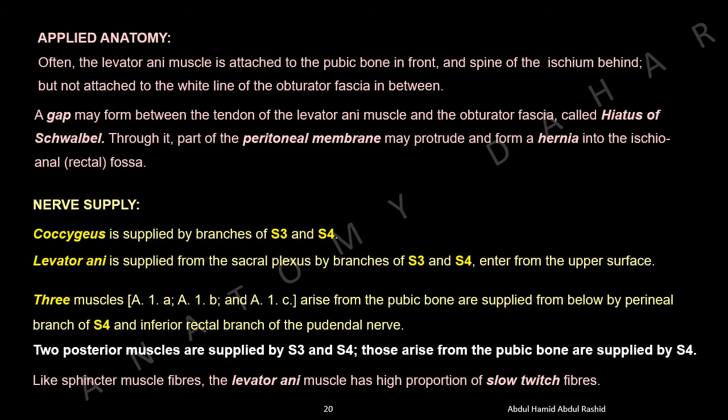Applied anatomy. Often, the levator ani muscle is attached to the pubic bone in front and spine of the ischium behind, but not attached to the white line of the obturator fascia in between. Therefore, a gap may form between the tendon of the levator ani muscle and the obturator fascia called hiatus of Schwalbe. Through it, part of the peritoneal membrane from the abdominal cavity may protrude and form a hernia into the ischioanal fossa.